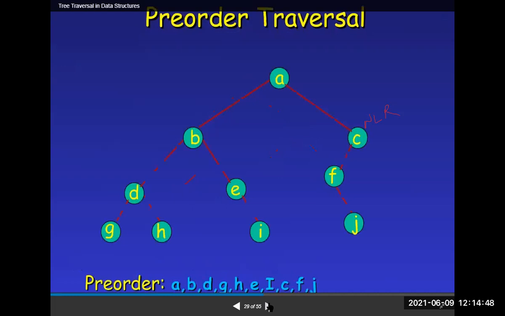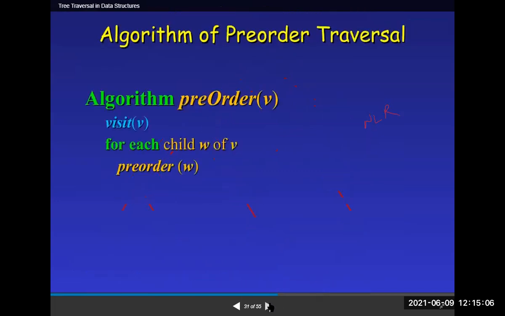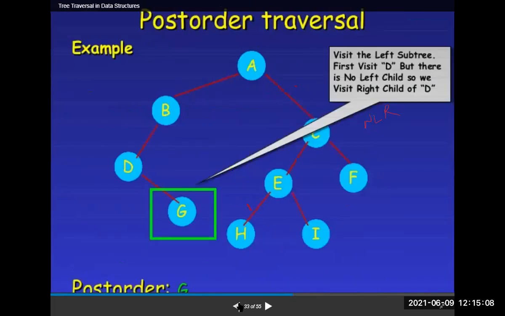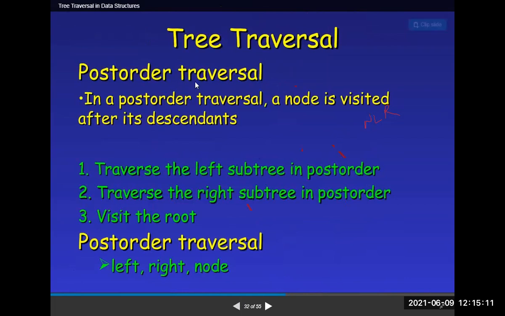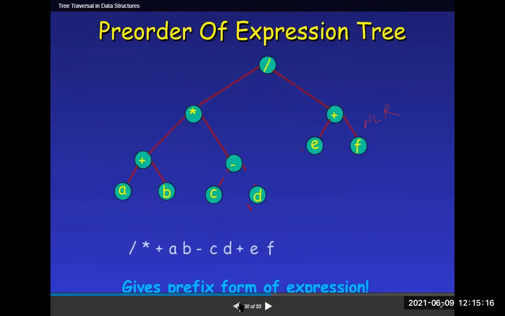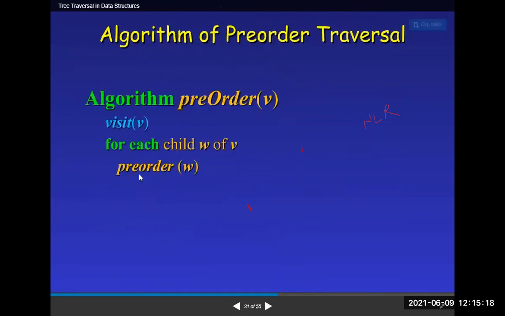Okay, clear students? So here also, first visit root A, then B, then D, then G, then H, then E, then I, then you visit F, J, C. So this is the algorithm for pre-order traversal. Algorithm pre-order: visit v, for each child w of v, pre-order w.